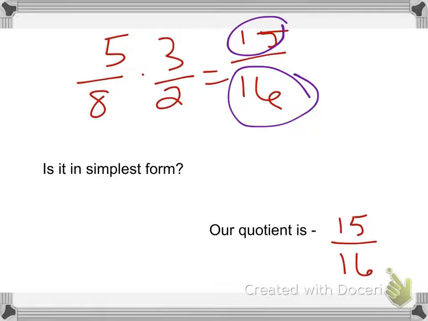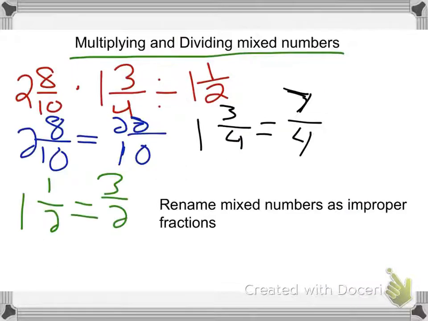Is it in simplest form? Yes, it is. So our final answer is 15 over 16. Now we're going to do multiplying and dividing mixed numbers. First, we're going to do multiplying.